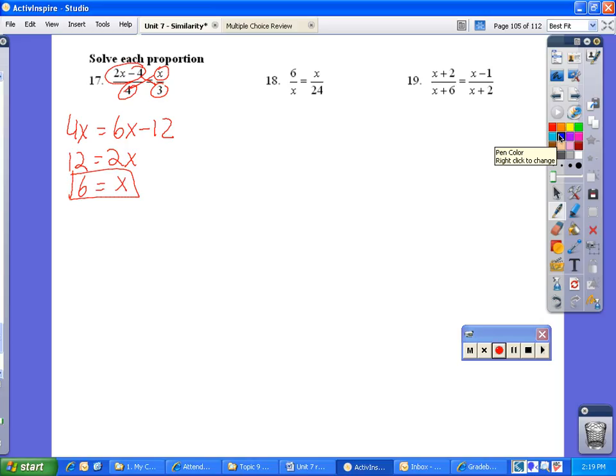Number 18, cross multiply 6 times 24. 6 times 24 is 144, equals x squared. Take the square root of both sides. x equals 12.